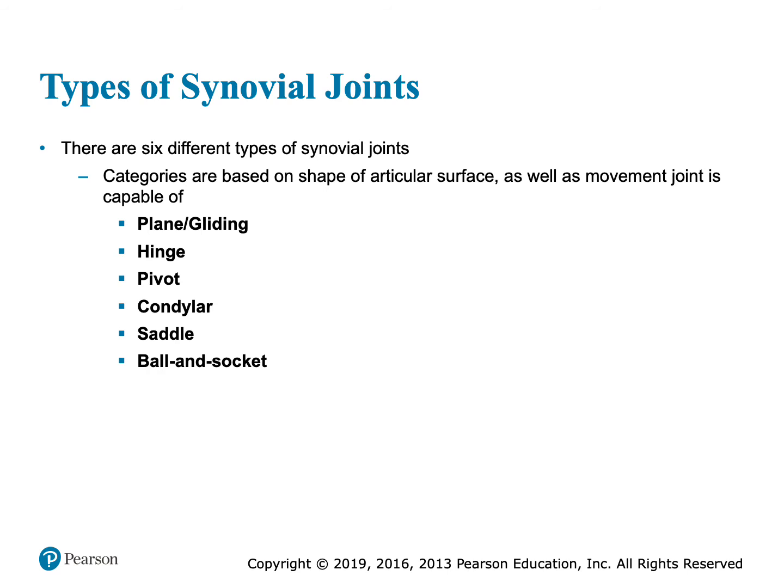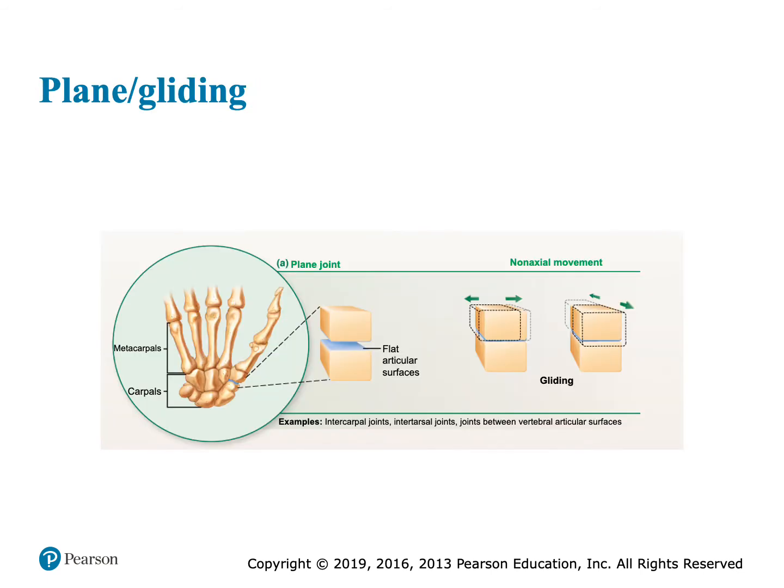So let's talk about those six different synovial joints. We did these in lab. The plane joint is the same thing as a gliding joint, so that would be your tarsal joint and your carpal joint. We already went through that one. But some others are a hinge, a pivot joint, a condylar joint, a saddle joint, and a ball and socket joint. This picture is showing how these bones glide across each other.